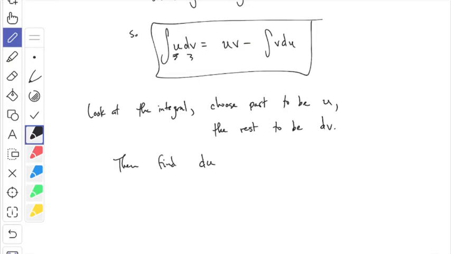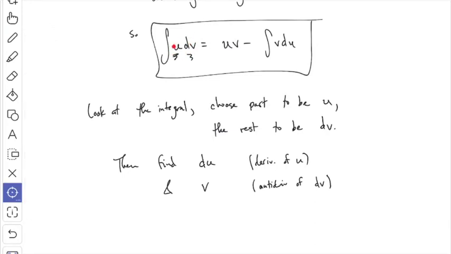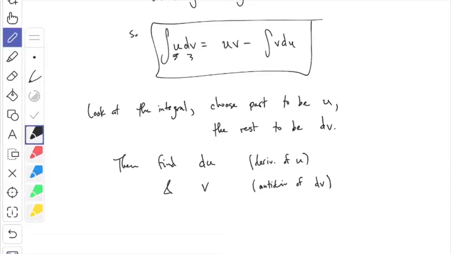And then you find du by taking the derivative of u as usual, just like in the u substitution. And you also find v, which will be the antiderivative of dv, right? In the integral that you start with, you choose part of it to be u and part of it to be dv. In order to plug into the right-hand side, you need to know what du is and what v is. du is the derivative of u. v is the antiderivative of whatever you chose to be the dv. All right? So you choose your two parts, then you find the du and the v, and then I'll just say plug into the formula.